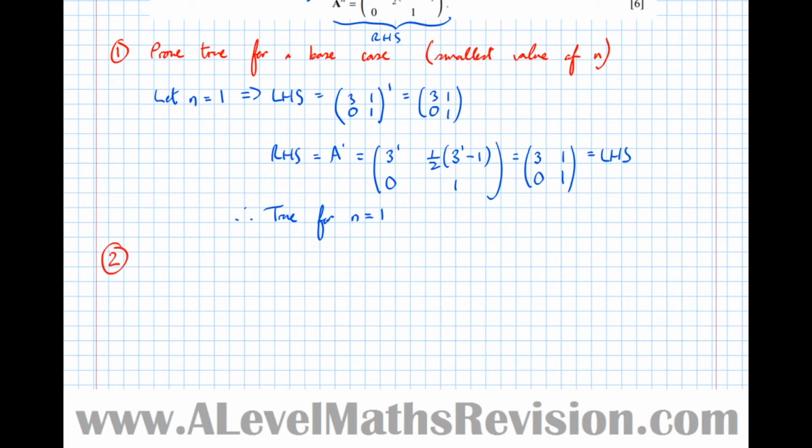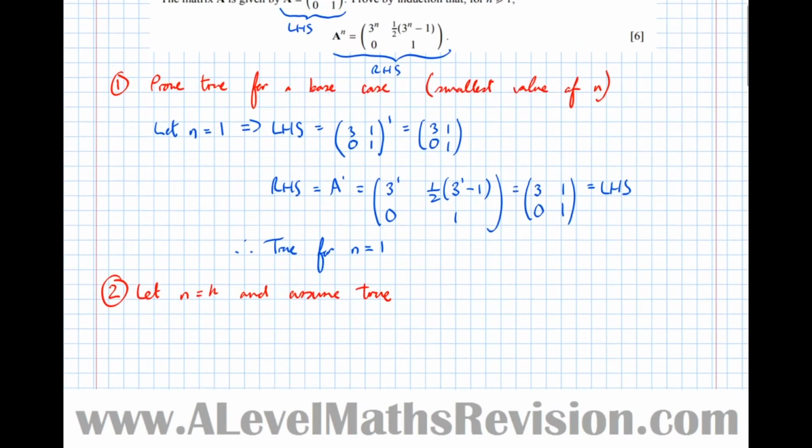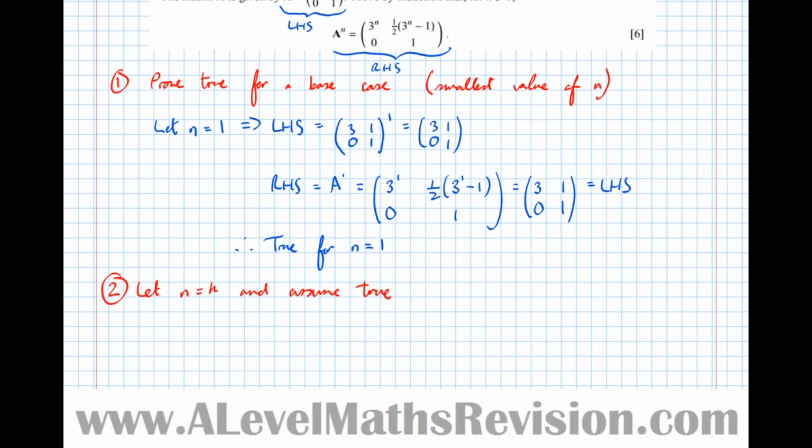Next step, let n equals k and assume true. So anything I write in blue here is necessary to get marks in the exam. Anything I write in red is just instructive for the purposes of explanation. So let n equals k and assume true. So scrolling back up. So we're assuming true for n equals k.